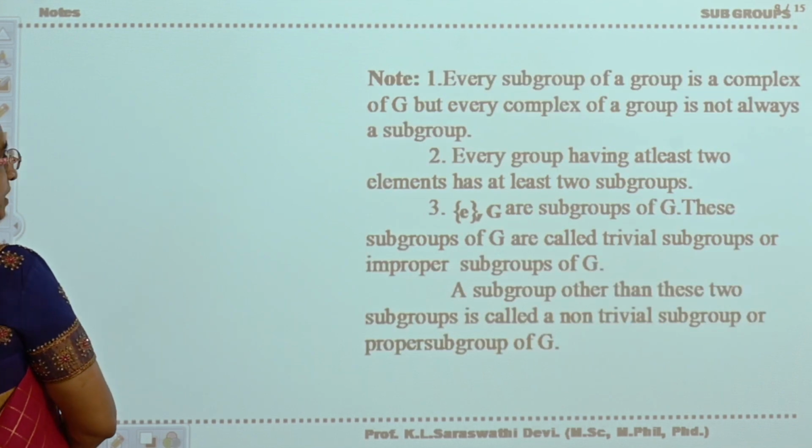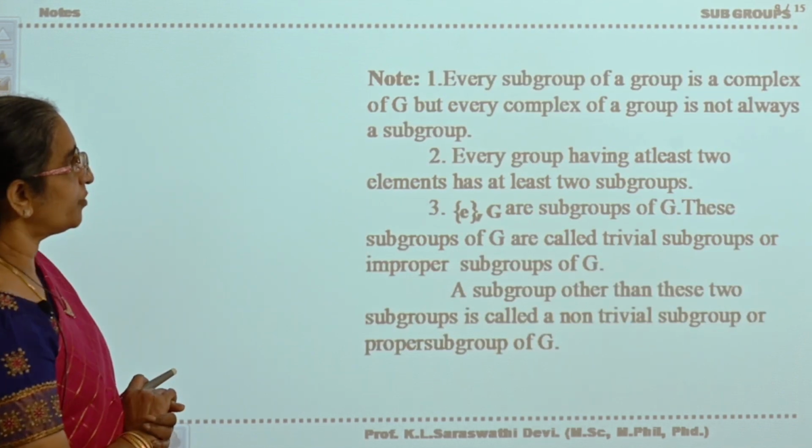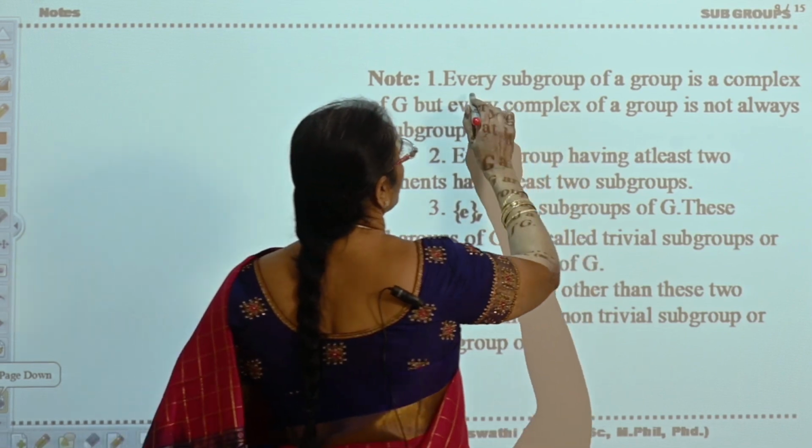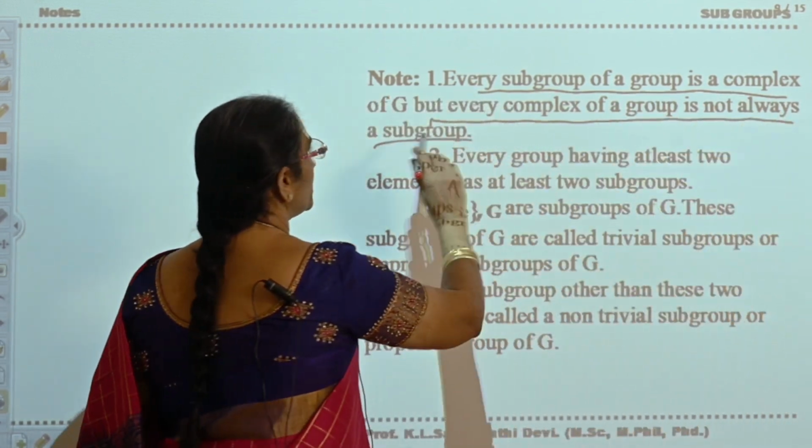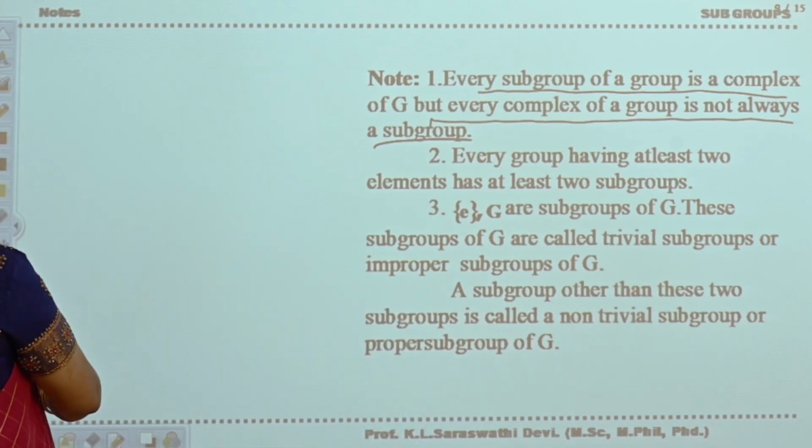Now see the next. Every subgroup of a group is a complex. Previously we have seen that. But every complex of a group is not always a subgroup. See here.